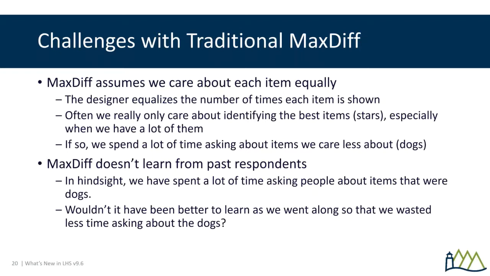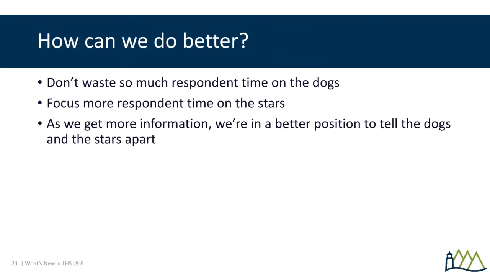In addition, MaxDiff, in the way it's programmed today in the traditional way, doesn't learn from past respondents. So we could get information as people start to take the survey and understand which items are outperforming others, and then maybe oversample on those best items. And that actually is exactly what Bandit MaxDiff does. With Bandit MaxDiff, we don't waste so much respondent time on those items that appear lower in the list, and we focus more time on those appealing ones. And as we get more information from folks, as more sample continues to come in, we're in a much better position to separate out the stars from the rest.